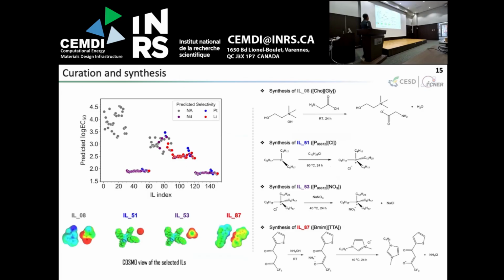Then, based on the classification model and also the regression model, we curated three ionic liquids, one of which is the control, and we brought this finding into our lab for synthesis. And this is the synthesis process. I personally did this synthesis for all of them. It wasn't easy, but finally we successfully synthesized all of them. This one was just a condensation reaction, and this one was quaternization. This one was simply an ion exchange, and this was a metathesis reaction.